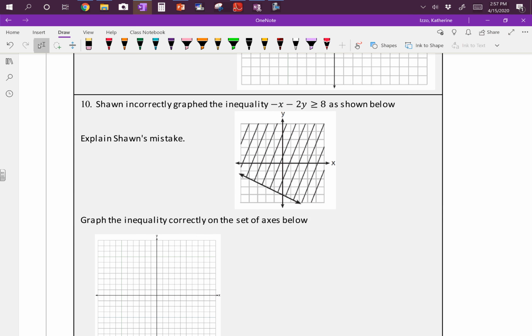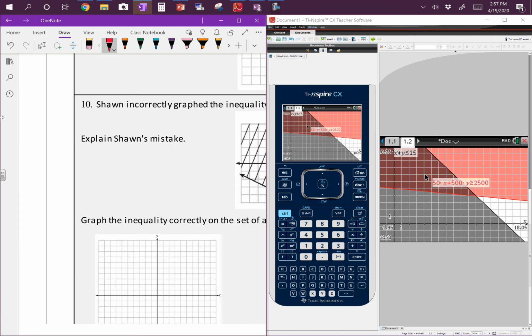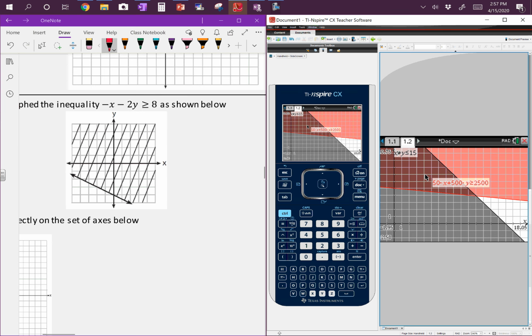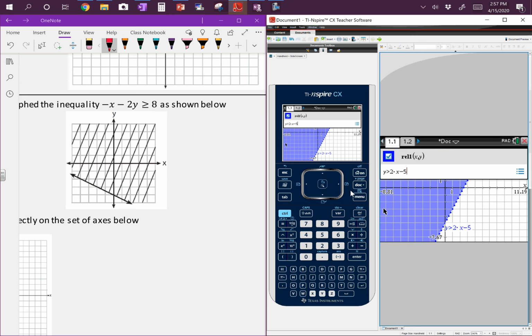Sean incorrectly graphed the inequality below. Aw, poor Sean. Fail. Okay, let's take a look at what Sean should have done. Sean should have just plugged it into his calculator. But you know, no one trusts Sean. Sean's got some issues.